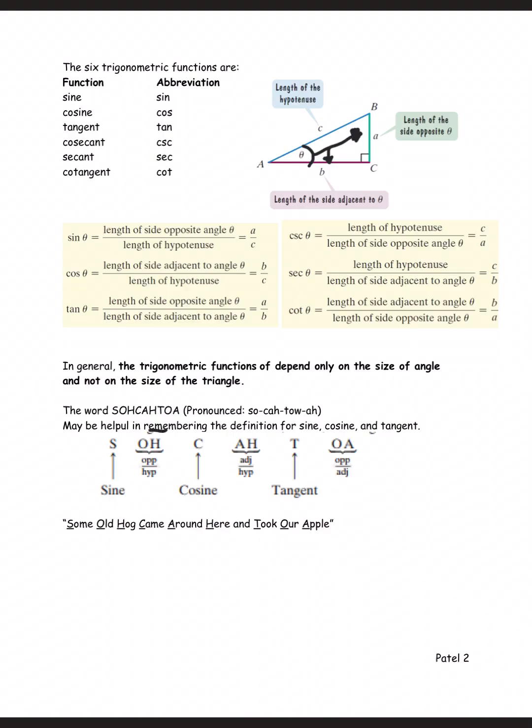So SOH is for sine, which is opposite over hypotenuse. Cosine is equal to the length of the side adjacent to angle theta divided by the length of the hypotenuse, so that is adjacent over hypotenuse, and we call that CAH. And then TOA is the length of the side opposite angle theta over the length of the side adjacent to angle theta, so that's tangent. That's where we get this acronym SOHCAHTOA. Another way to remember is: some old hogs came around here and took our apple.